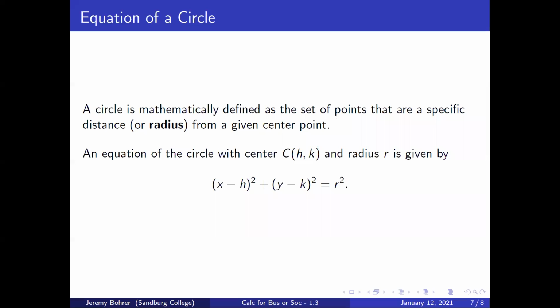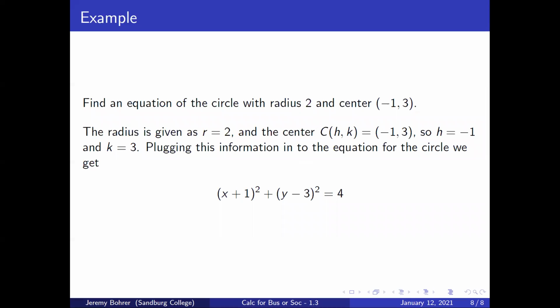The equation of a circle is mathematically defined as the set of points that are a specific distance, or radius, from a given center point. So this is based on the distance formula. An equation of the circle with center C(h, k) and radius r is given by (x minus h) squared plus (y minus k) squared equals r squared.